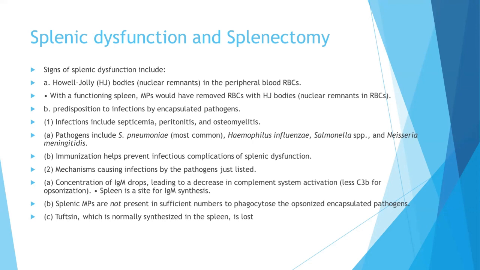The mechanisms causing infections by the pathogens just listed are that the concentration of IgM drops, leading to a decrease in complement system activation. Splenic macrophages are not present in sufficient numbers to phagocytose the opsonized encapsulated pathogens. And tuftsin, which is normally synthesized in the spleen, is lost.